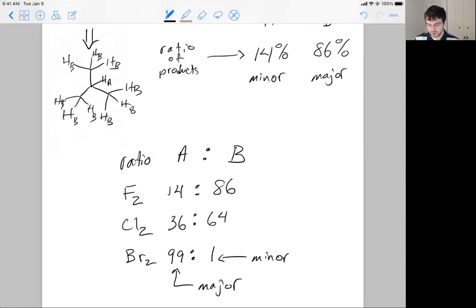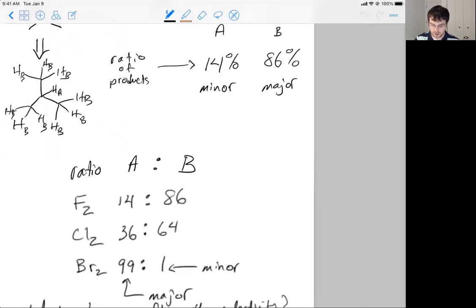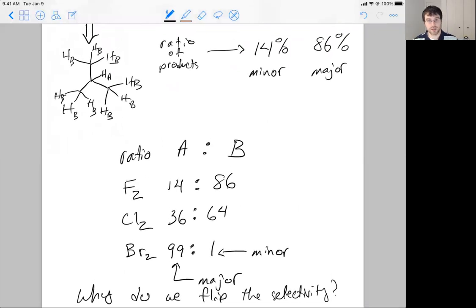Now, what we want to do in this lecture is address why. Why do we flip the selectivity? That is, why do we flip the ratio of the major and minor? So what we're going to do is look at the chemical phenomena as to why we flip which one is the major and which one is the minor. And that gets into this arena of chemistry called chemical selectivity, or sometimes referred to as chemoselectivity. I'm just going to stick with chemical selectivity for the sake of making things simple.